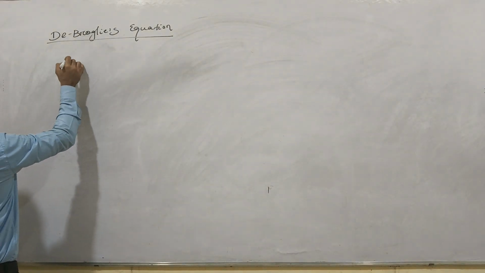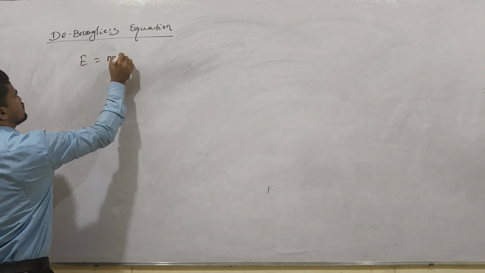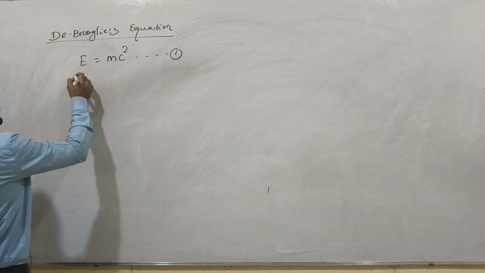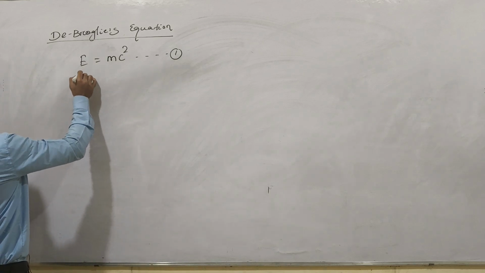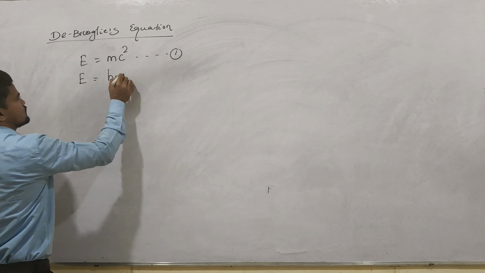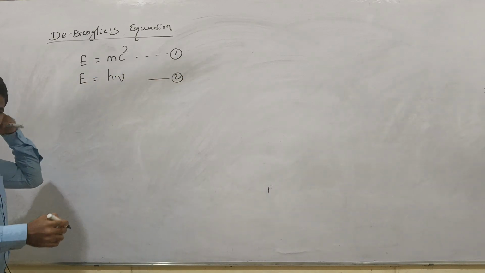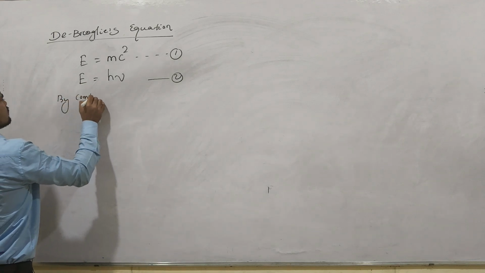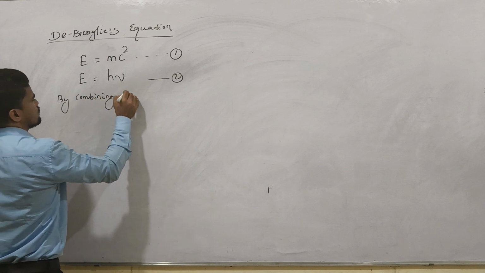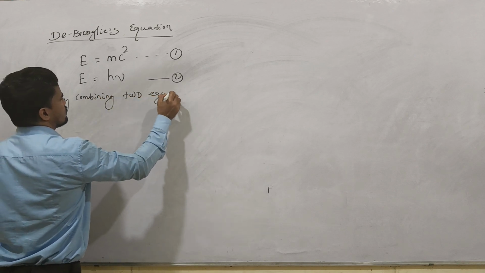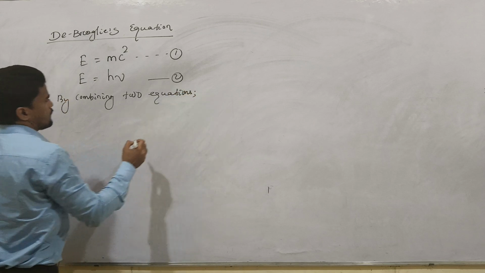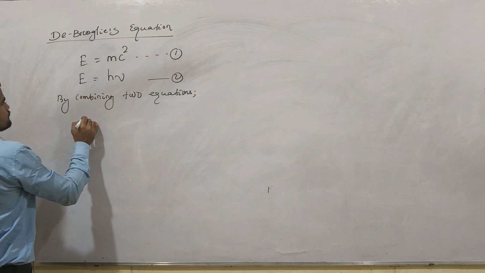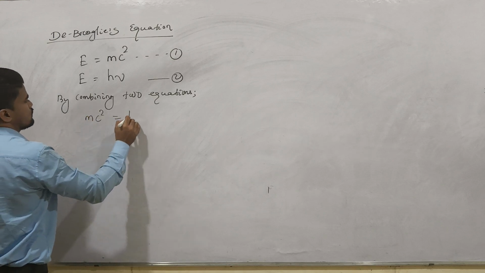The Albert Einstein energy equation, we know, is E equal to mc square. This is equation 1. And one more, Planck's equation, E equal to h nu. Now combining these two equations, what do we get? Since E is common, we get mc square equal to h nu.